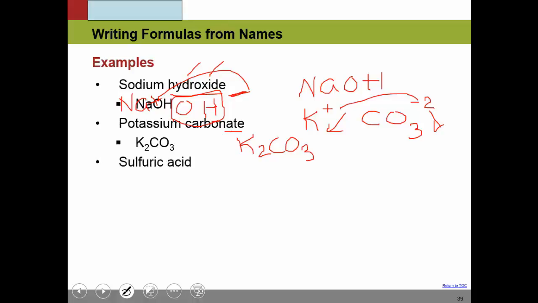Sulfuric acid, ic, means that it had to be coming from sulfate. So it's the hydrogen with the sulfate group. Sulfate has a charge of -2. Hydrogen has a charge of +1. So when we swap, drop, and reduce, it's going to be H2SO4.